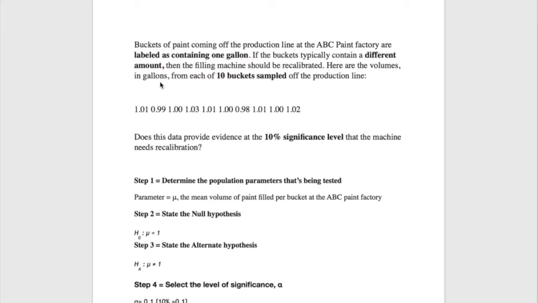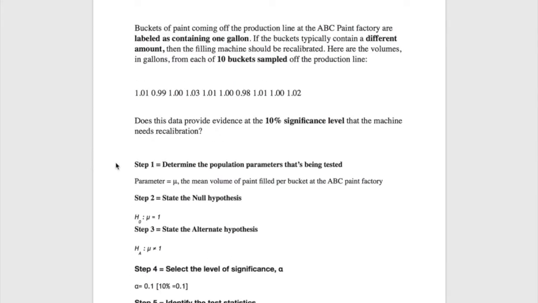Here are the volumes in gallons from a sample of 10 buckets off the production line: 1.01, 0.99, 1.00, 1.03, 1.01, 1.00, 0.98, 1.01, 1.00, 1.02. We have to test whether this data provides evidence at the 10% significance level that the machine needs recalibration. Let's get into doing the hypothesis testing.